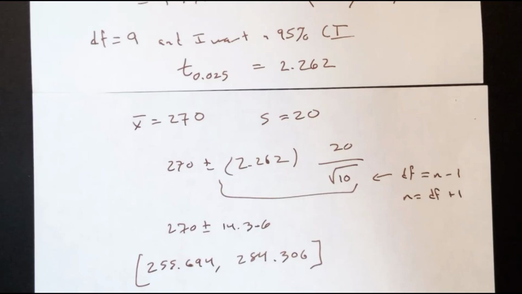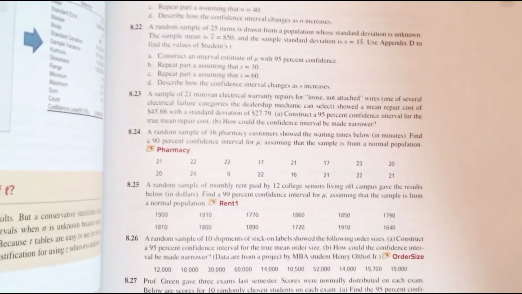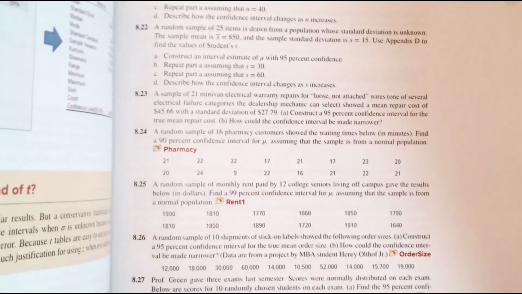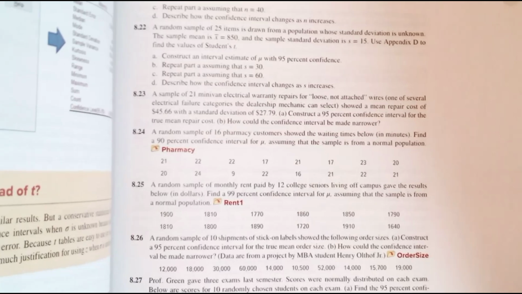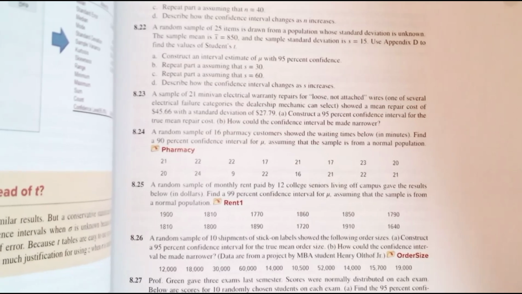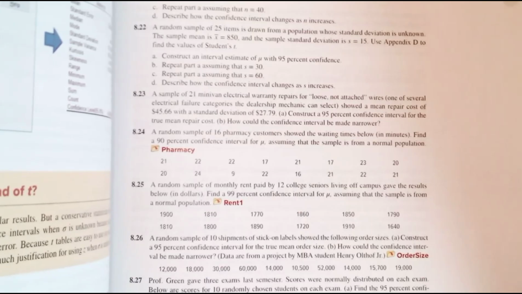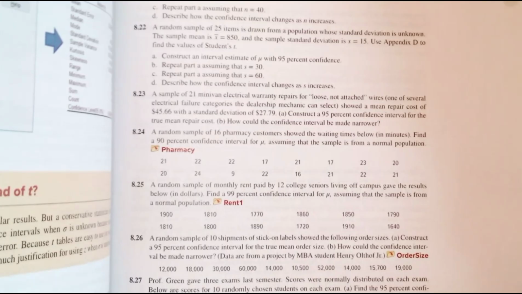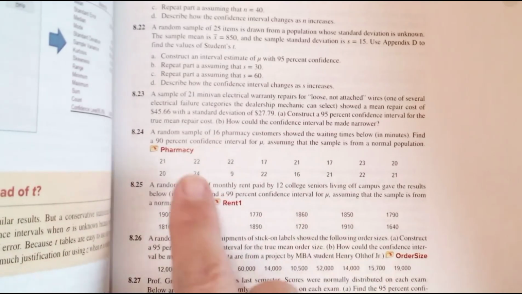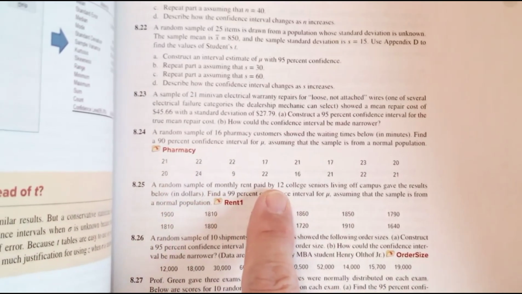If I actually do have just the pile of data, problem 25 here. A random sample of monthly rent paid by 12 college seniors living off campus gave the results below in dollars. Find a 99% confidence interval for the population average, assuming the sample is from a normal population. That assumption is important. There are no weird outliers. There's nothing oddball about that. This is a small sample, though. There are only a dozen people in it.